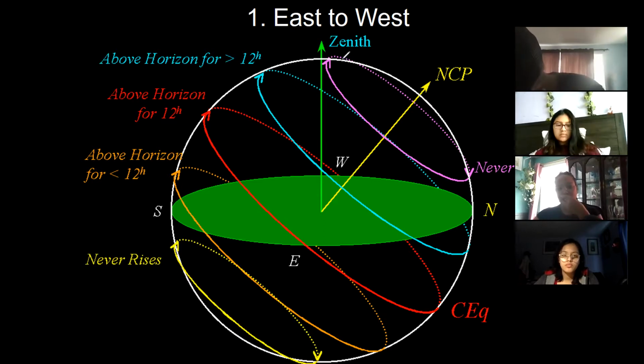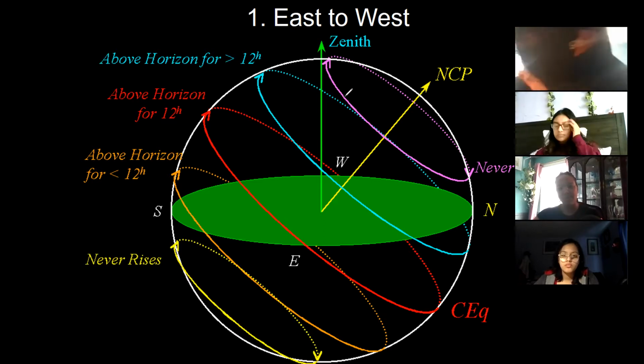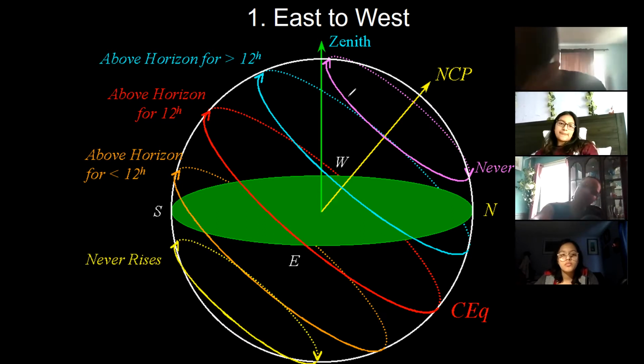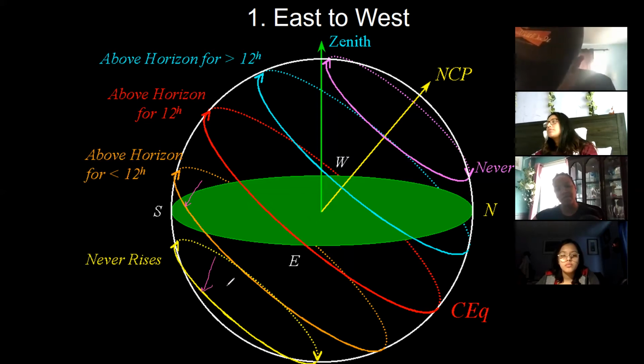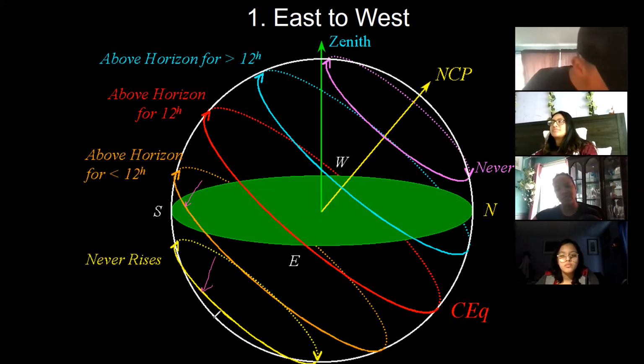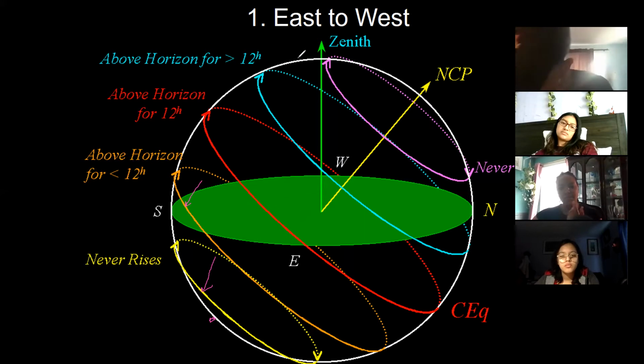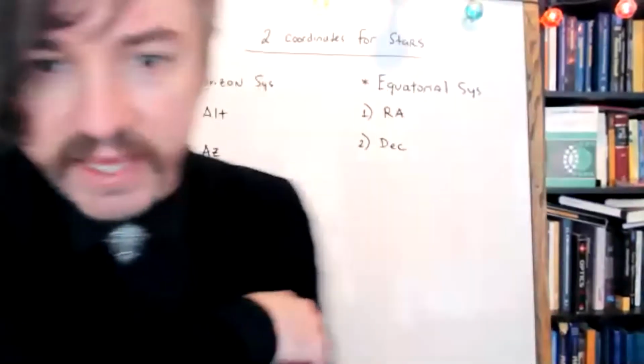Okay, Sabrina, since you're so good, what would you guess for the purple ring? What would be the declination of the purple ring? 60? Positive 60. How about the orange ring? Negative 30. Good. The yellow ring? Negative 60. Excellent. And then the south celestial pole would be negative 90. That's good. Okay, now you guys, you're impressing me.